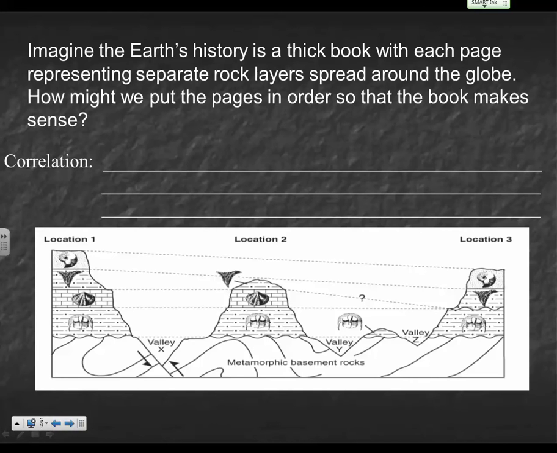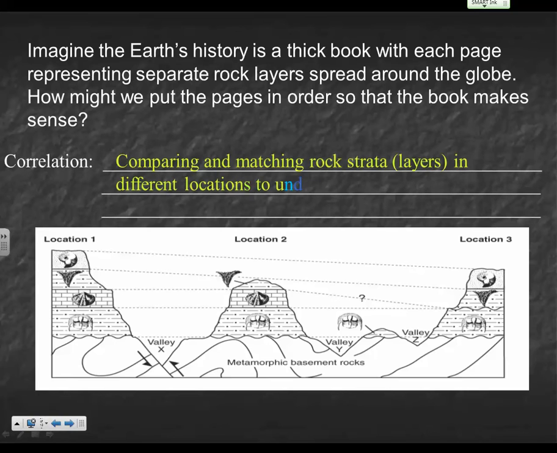So today, guys, we're going to learn about correlation. And I've already at this point given you an analogy of the pages in a book and how we could put the book back together if the pages were spread all over our school. So let's just move right on to the lesson.